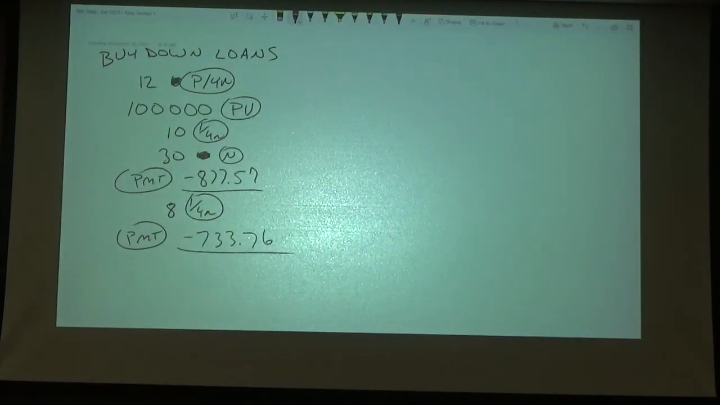And now the question is, how many years are they willing to buy down that loan or buy down the interest rate? Could be a couple of years, could be 5 years, totally depends. So let's just say they buy it down for 5 years. So the buy down interest for 5 years, okay?